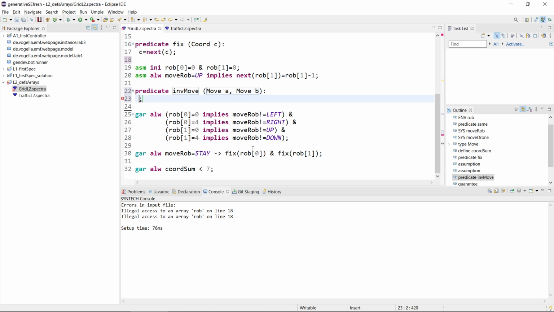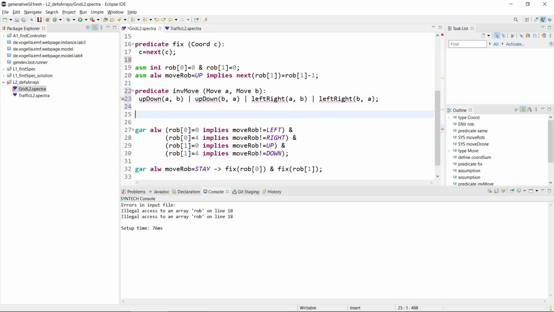So we have something like up down AB or up down BA or left right AB or left right BA, and then we need these predicates that we just defined.